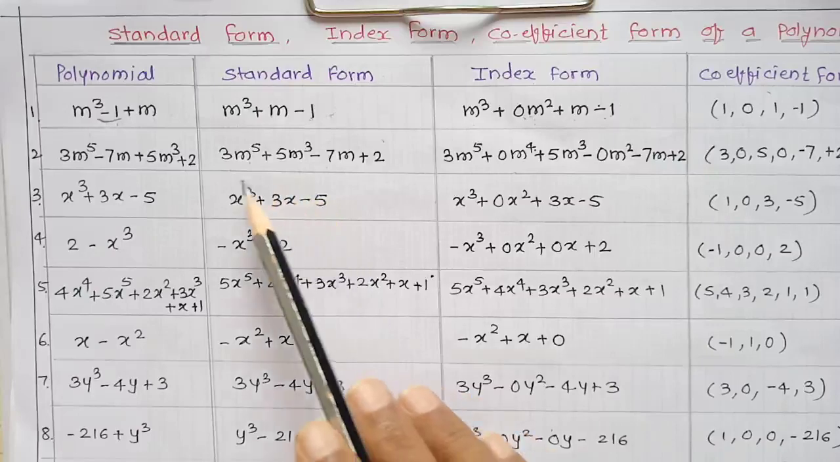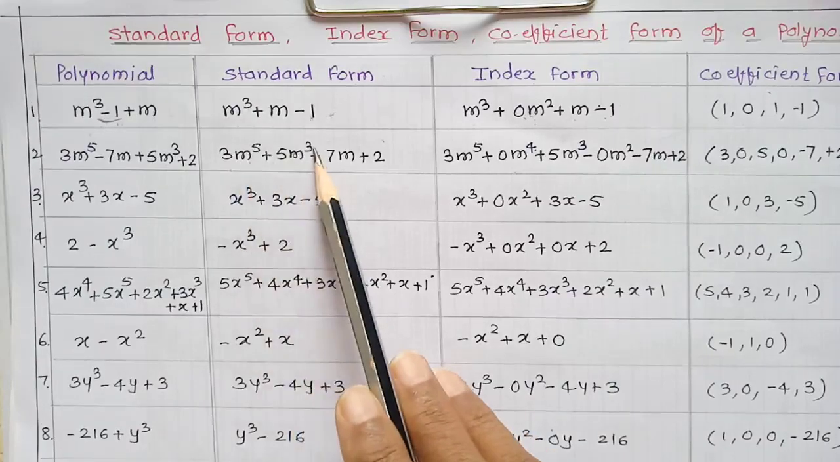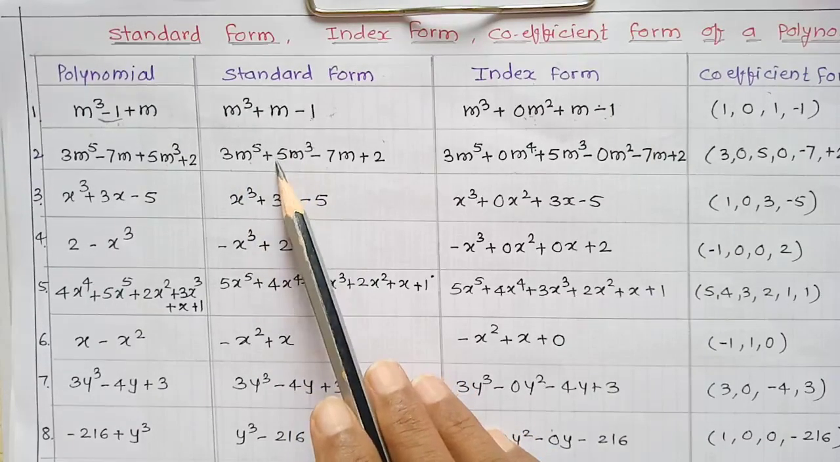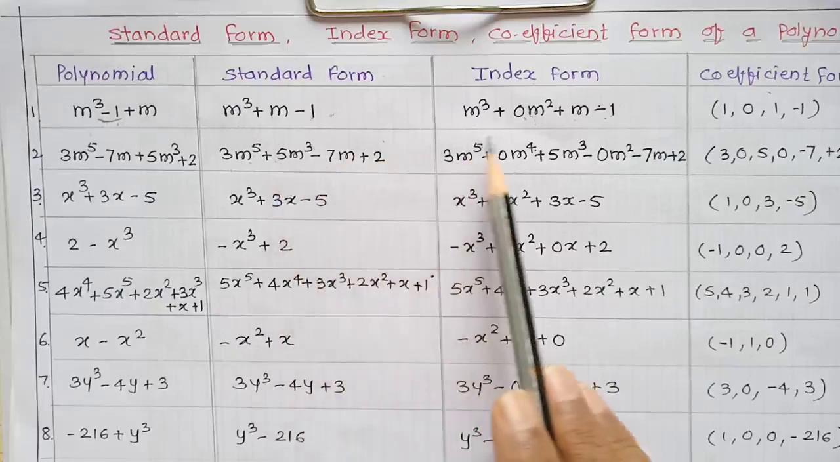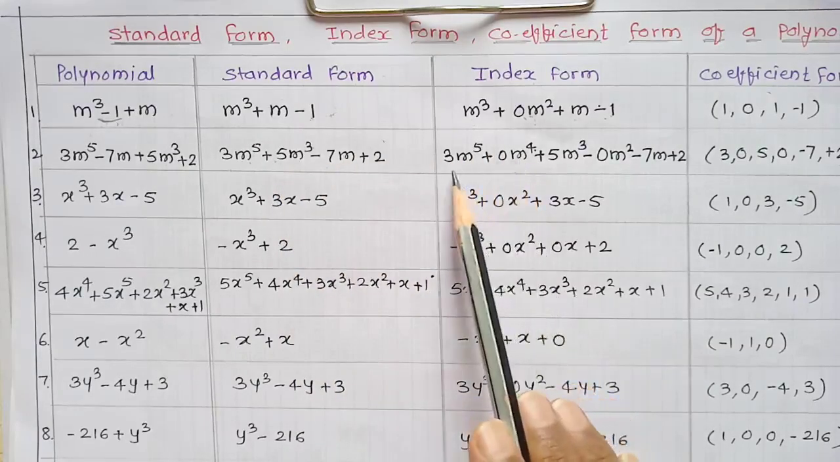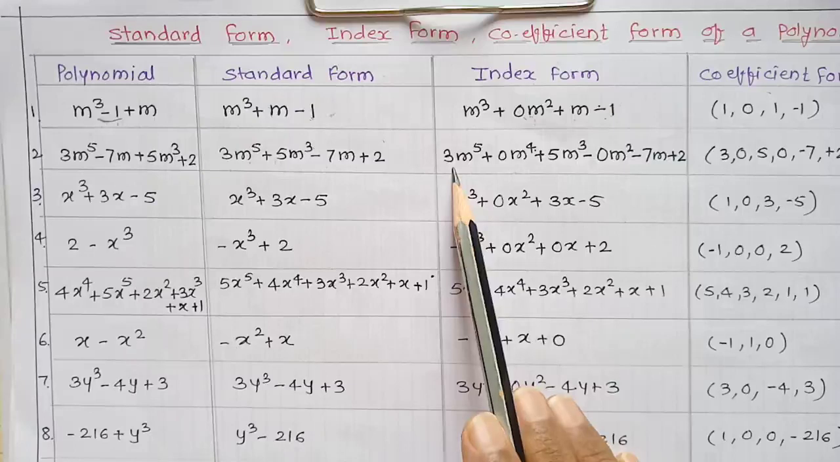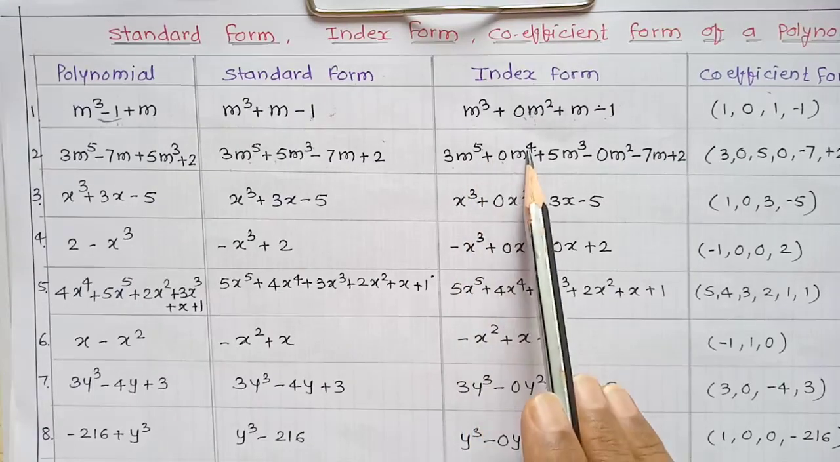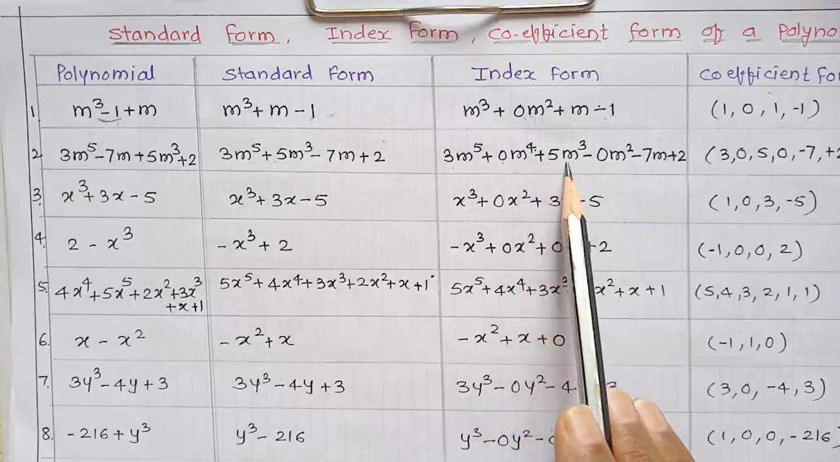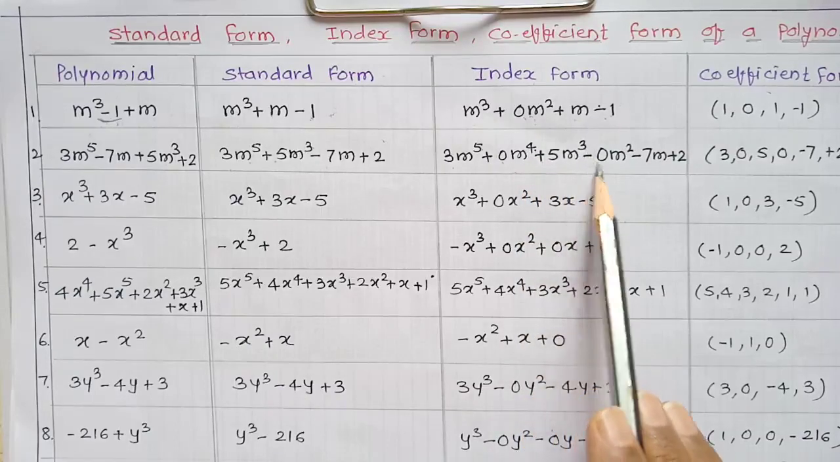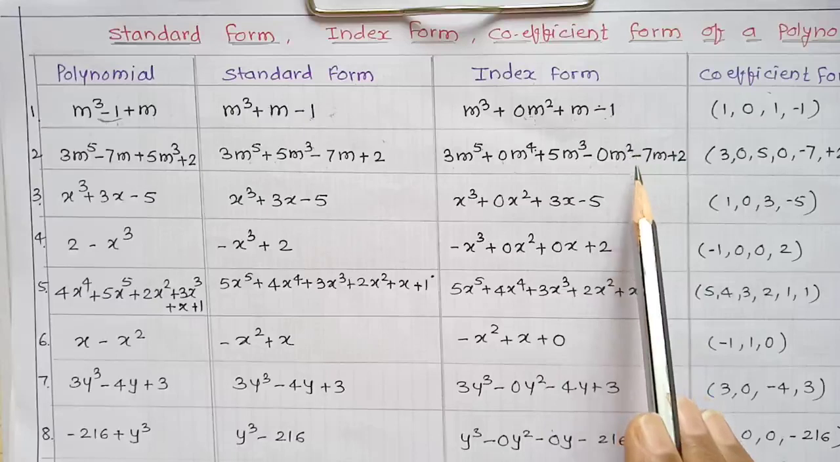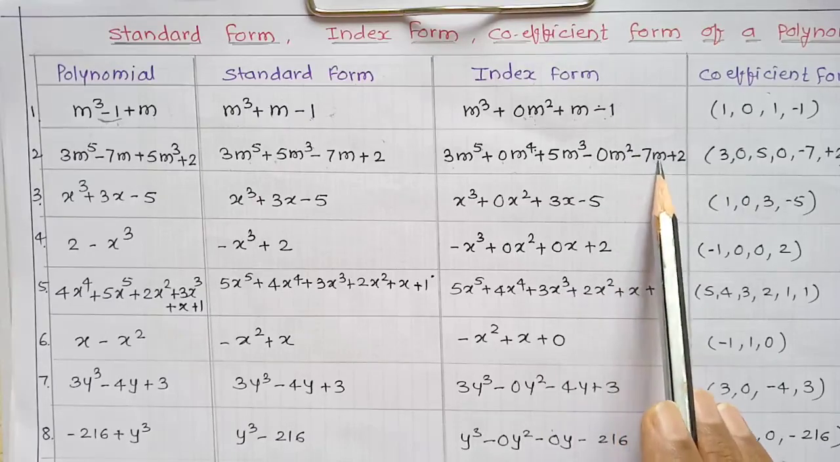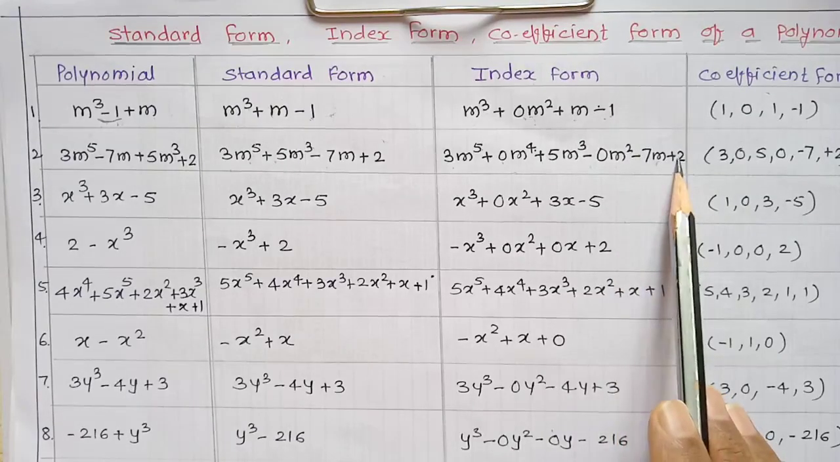So here after m raised to 5, m cube is there. So m raised to 4 is absent here. That we have added here. Therefore the index form is 3m raised to 5 plus 0m raised to 4 plus 5m cube plus 0m square minus 7m plus 2. This is the index form.